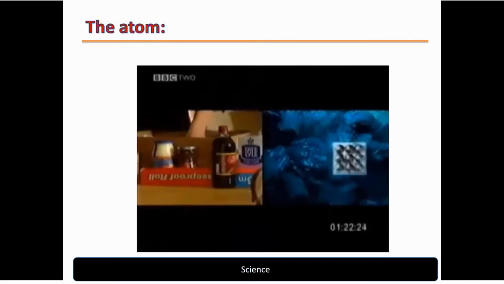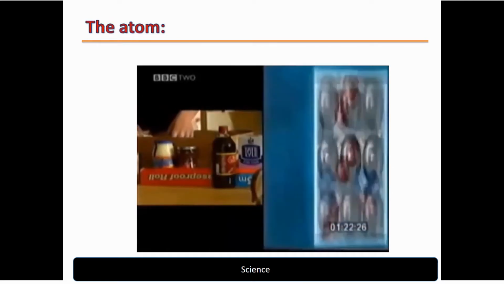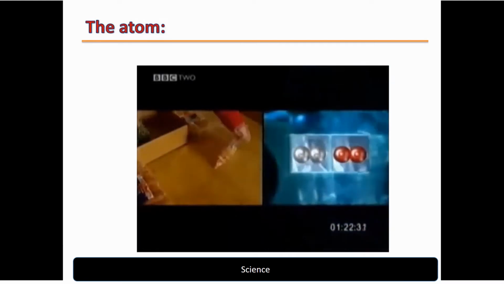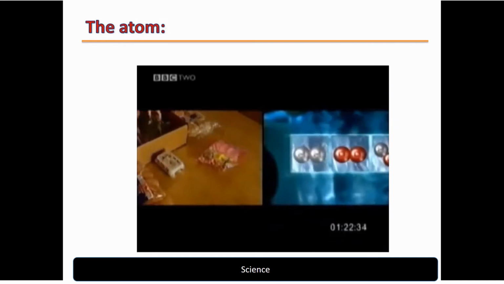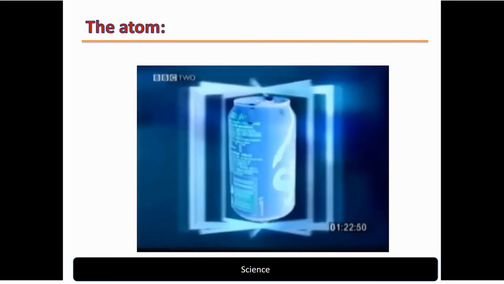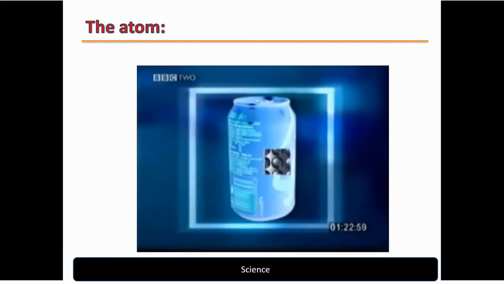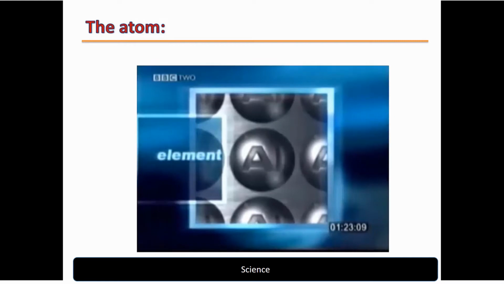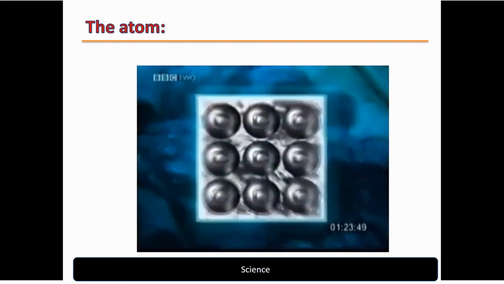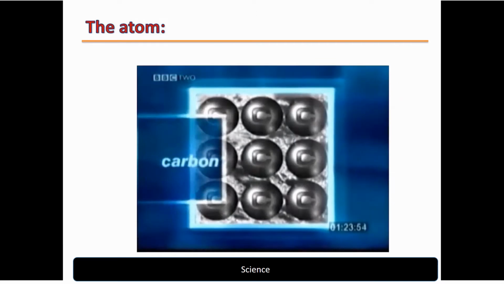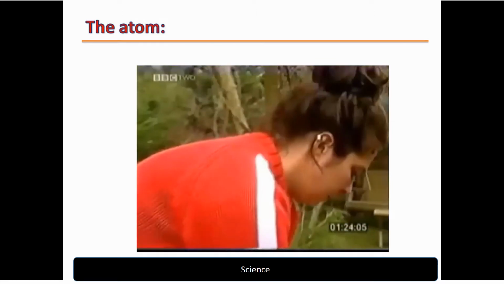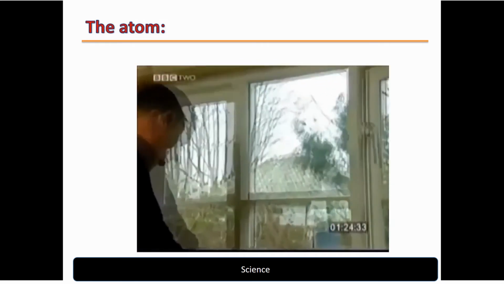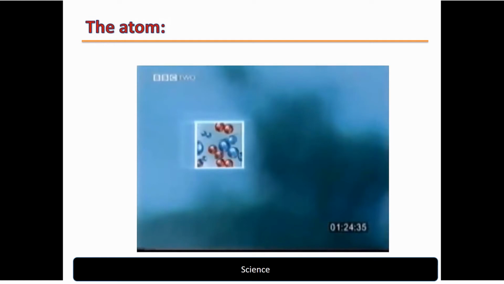Atom. As you can see, everything around us is formed of molecules, as we saw from our previous lesson. For example, this can consist of aluminum molecules, which are formed from aluminum atoms. These pieces of coal are formed of carbon atoms. This piece of gold is formed of gold molecules, which are formed from gold atoms.